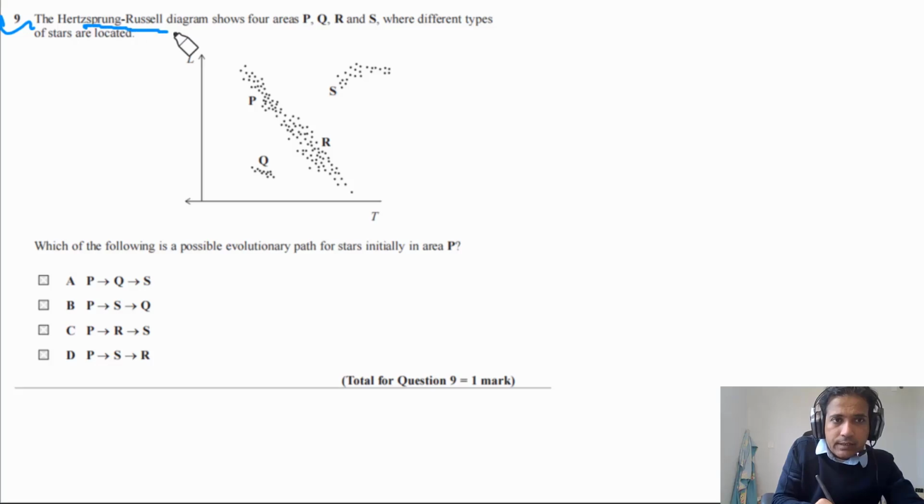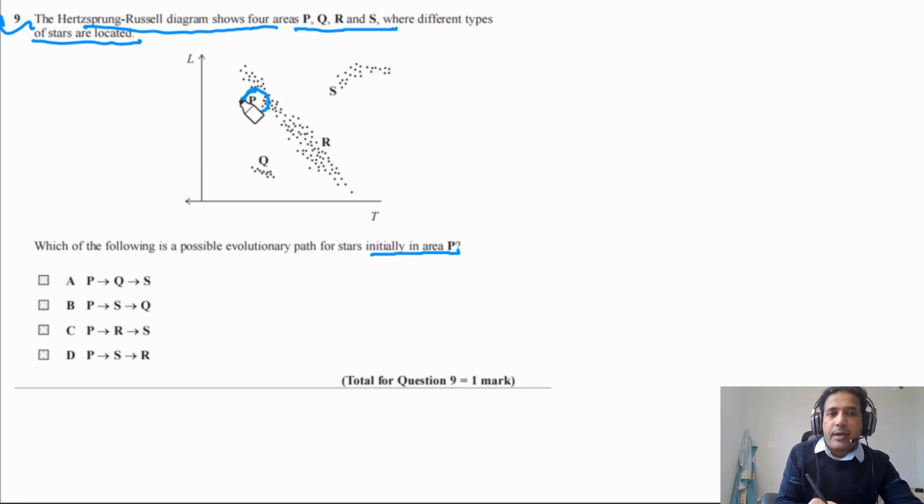Question 9 says the HR diagram shows 4 areas P, Q, R and S where different types of stars are located. Which of the following is a possible path for stars initially in area P, meaning in this area? These stars are main sequence stars. After that they become red giants. So we can say this region is representing red giant, and then finally they will go to this one, and then finally they will come to this.